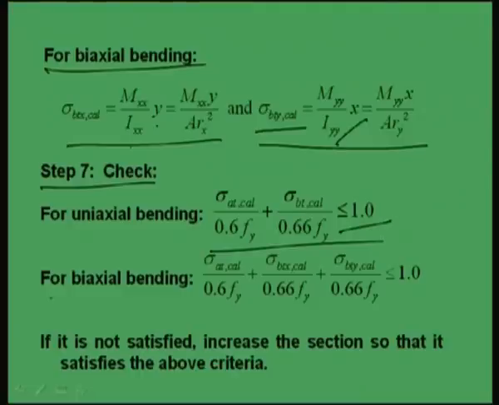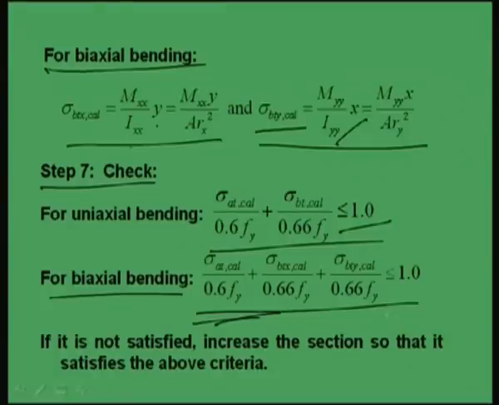Similarly, for biaxial bending we have to check this relation: sigma AT calculated by 0.6 Fy plus sigma BTX calculated by 0.66 Fy plus sigma BTY calculated by 0.66 Fy, which should be less than or equal to 1. Now if it is satisfied, then the section is okay, and if it is not satisfied, then you have to increase the section size accordingly, right.